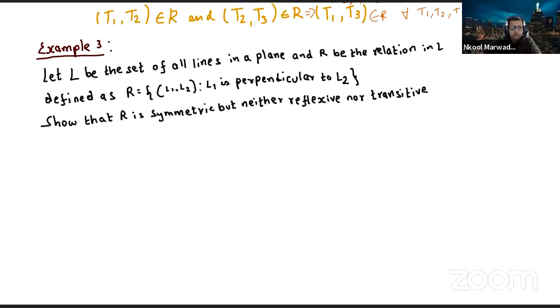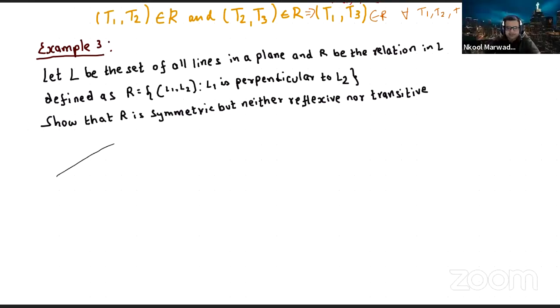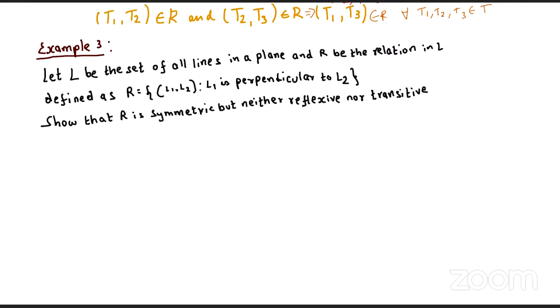If we look into reflexivity, in order for the relation to be reflexive, a line should be perpendicular to itself, which is not possible. Any line cannot be perpendicular to itself. And hence that A comma A property will never be applicable for this relation.